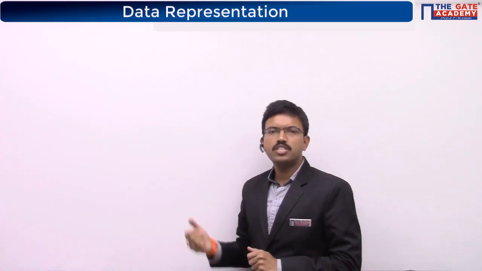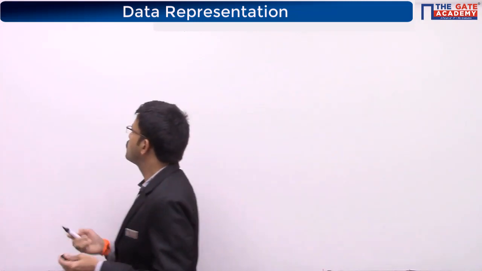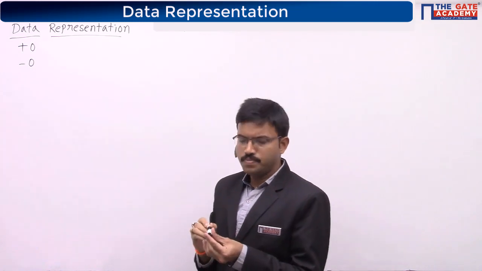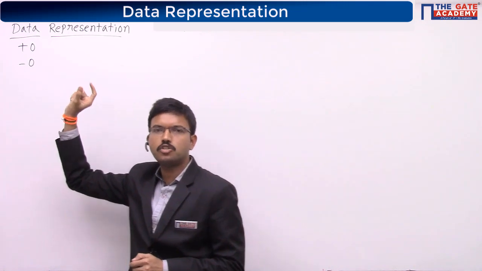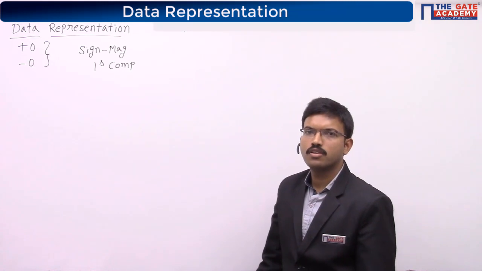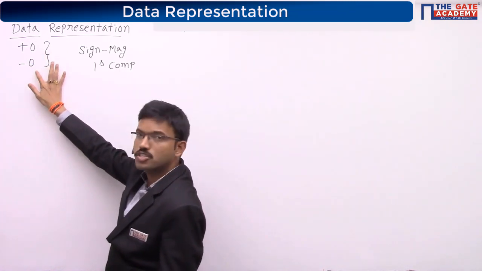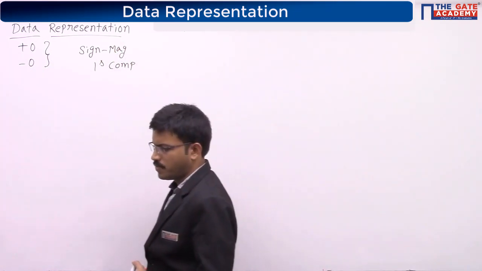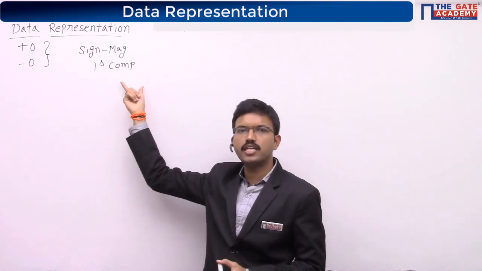If you observe that tabular form, you have two different representations for +0 and -0. In the tabular form we discussed in the previous class, for +0 and -0 we have two different representations in Sign Magnitude form and 1's complement form. Hence, we never use these two representations while doing arithmetic operations.